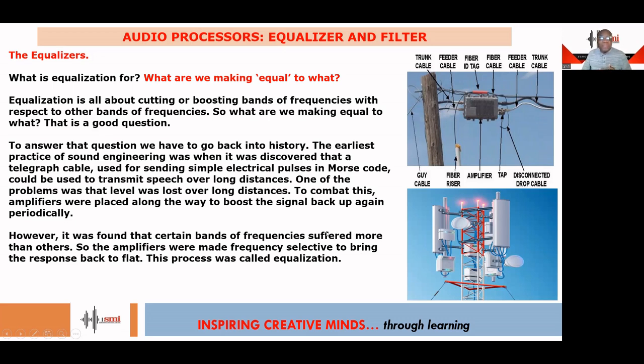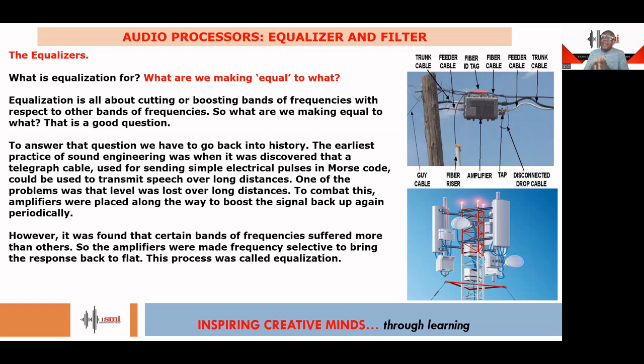However, it was found that certain bands of frequency suffer more than the others. So the amplifiers were made frequency selective to bring the response back to what? To flat. Which of the frequencies suffers more? It is the high frequency, because it cannot travel a long distance. So the high frequency suffers, and by the time the signal gets to the destination, it will be so muddled up that it won't be intelligible. That is the reason.